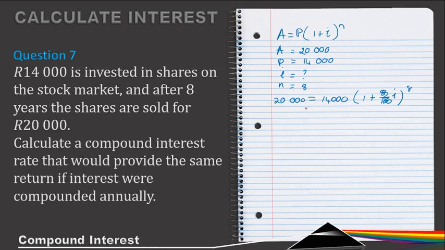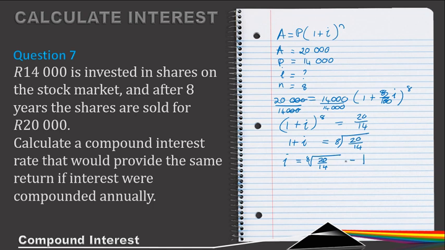Okay, now starting to solve this, we're just going to divide both sides by the 14,000. And then we have (1 + i)^8 is equal to, now this is easy to cancel, can't make a big mistake there, so this is then just going to be 20 over 14. Then taking the root on both sides, we have 1 plus i is equal to the 8th root of 20 over 14. And then solving for i, we just take the 1 over. So i is equal to the 8th root of 20 over 14 minus 1.